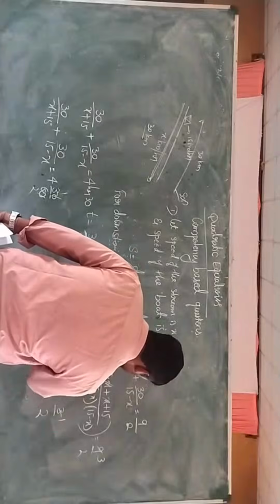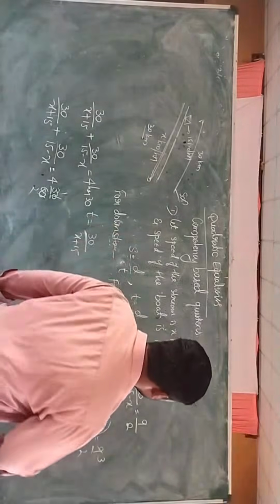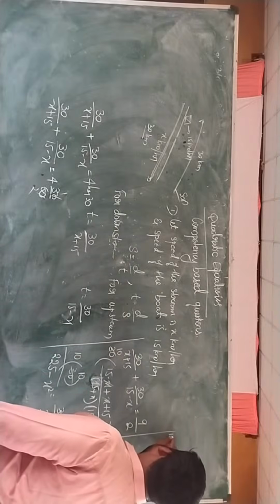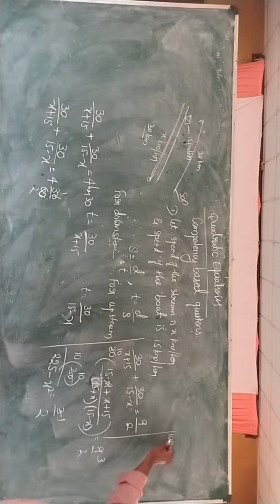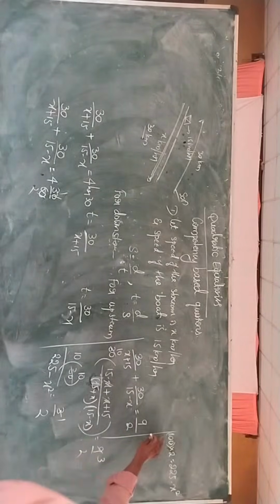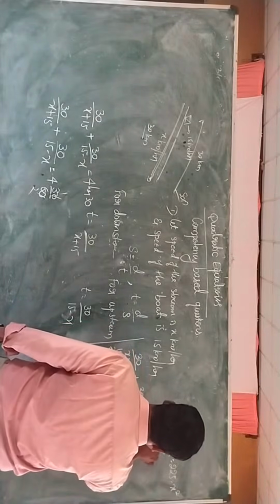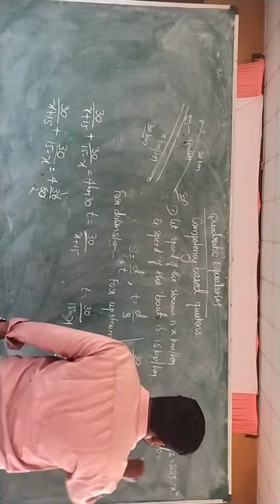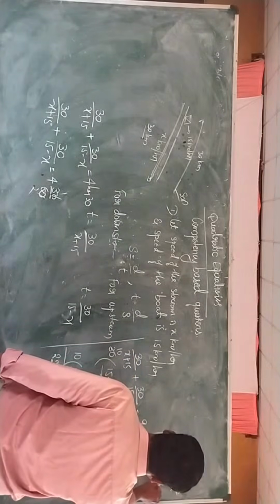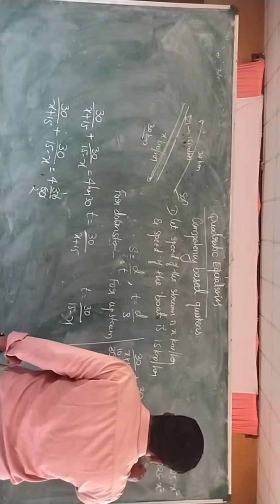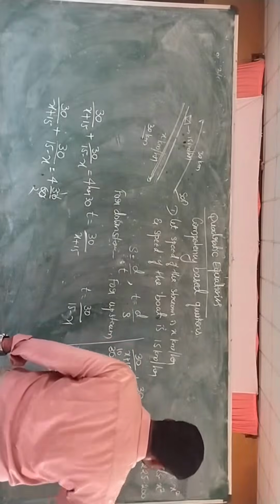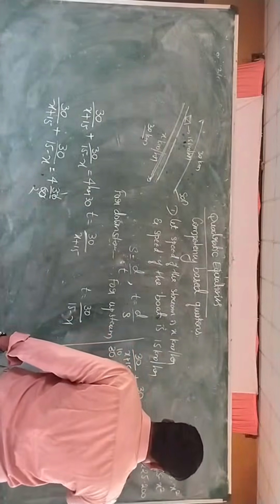10 10s are 100, is equal to, cross multiplication. Here also I can take 2 to the right hand side: 2 is equal to 225 minus x square. 100 2s are 200, so 200 is equal to 225 minus x square. And this x square I can take to the left hand side. X square is equal to 225 minus 200, so x square is equal to 25.